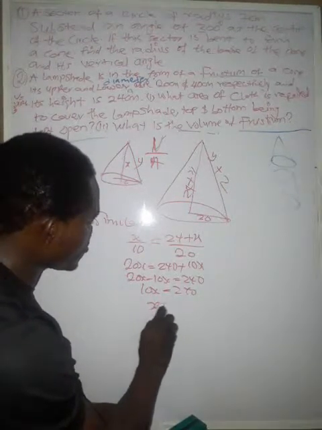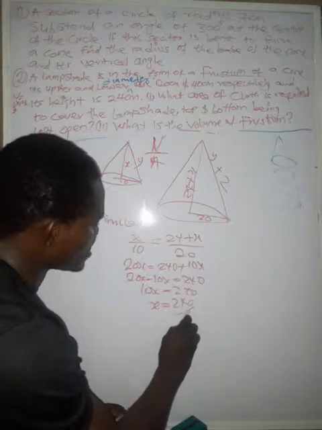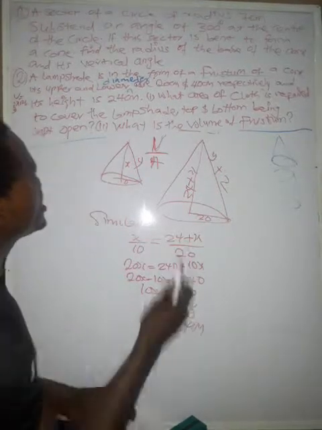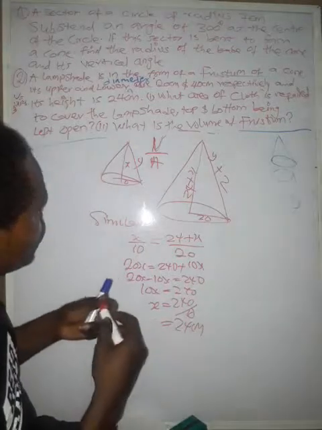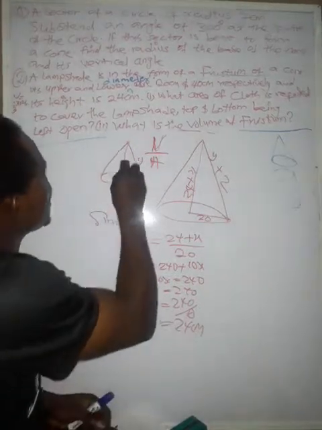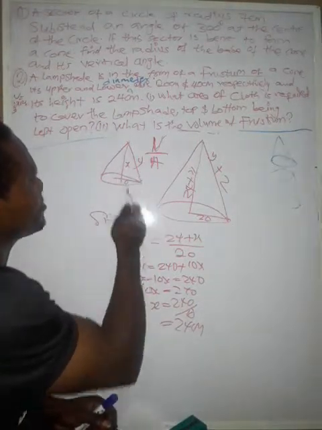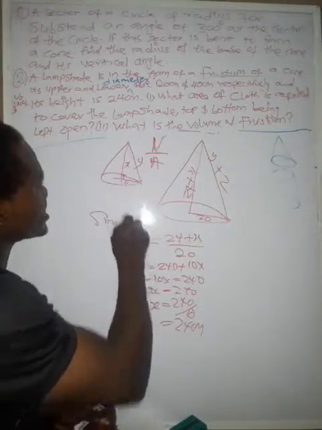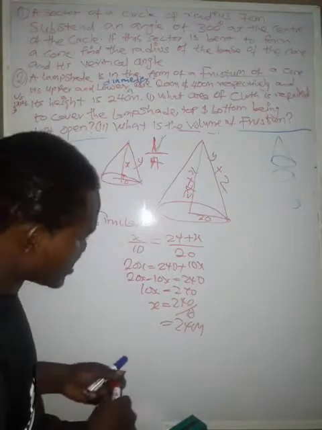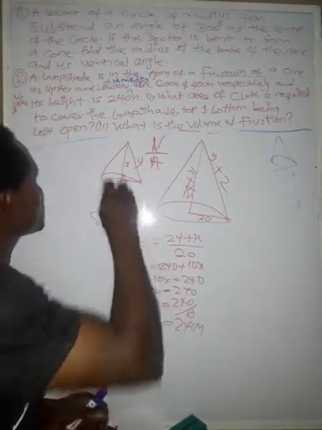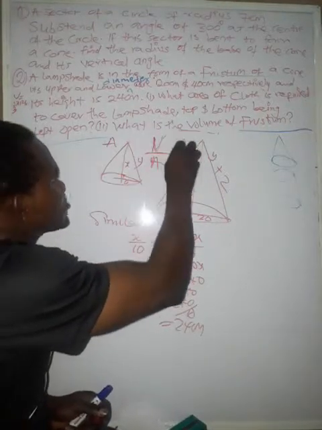Therefore, X equals 240 over 10. That gives you 24 centimeter. So which means the height from here to here is 24 centimeter. If I know here as 24 centimeter, I can now calculate this place, because don't forget this is a right angle triangle, by using Pythagoras theorem. So if I apply, let me call this one triangle A, triangle B.